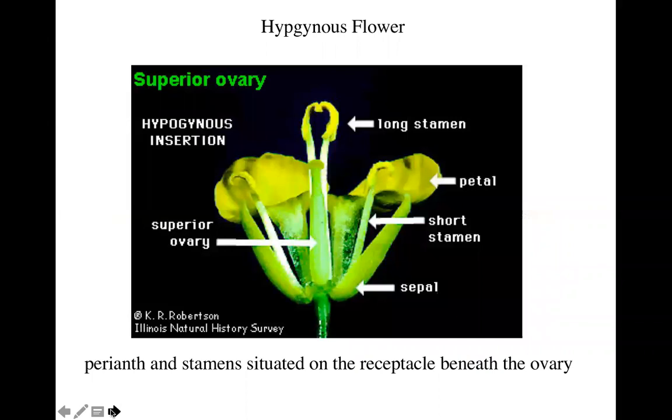This is some images from digitalflower.com where you can look at images of these different things. So this is an actual example of a superior ovary. This is a broccoli flower from the Brassicaceae family. And you can totally see the ovary when you dissect the flower because all the floral parts are attached below it.